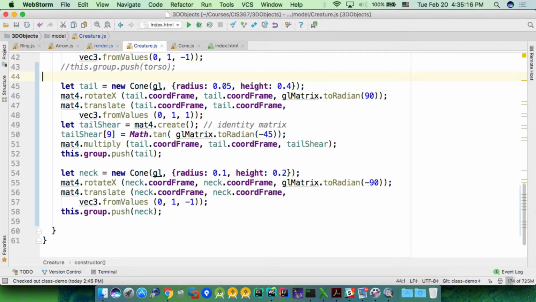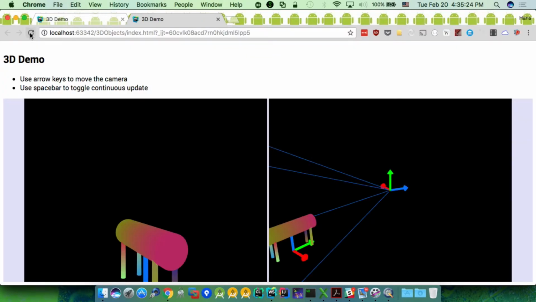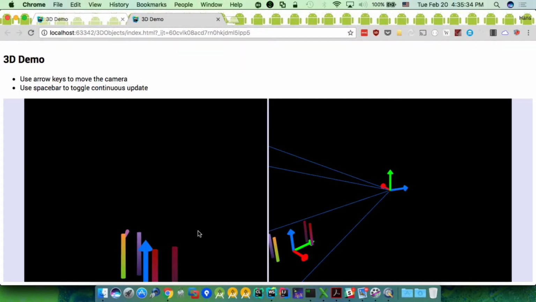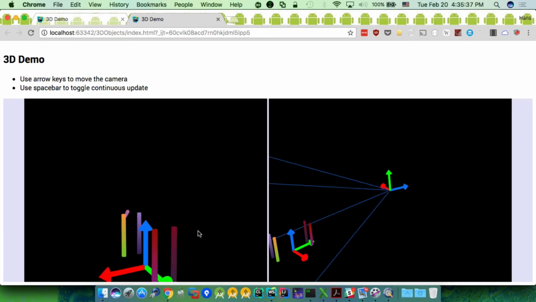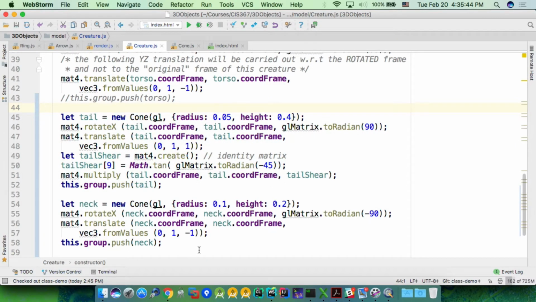So let's comment out the torso. I just comment out the push to of torso so we can see without torso. No, the neck doesn't show up. Oh, he's way down. There it is. Wrong translation amount. So what should be the correct translation amount? Positive, negative y.